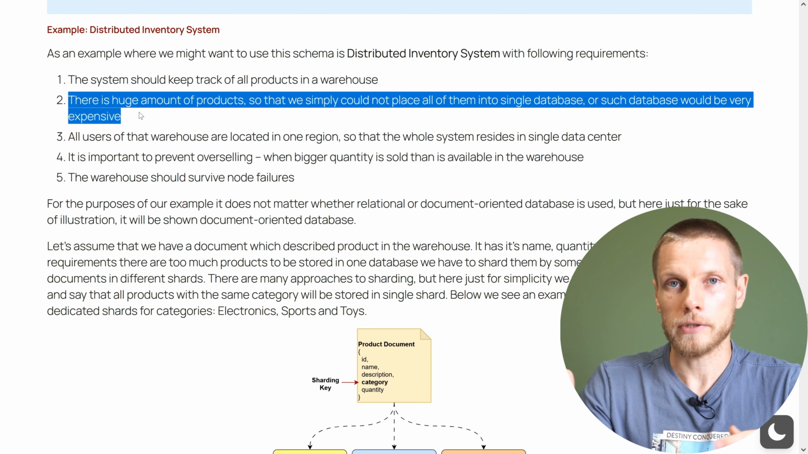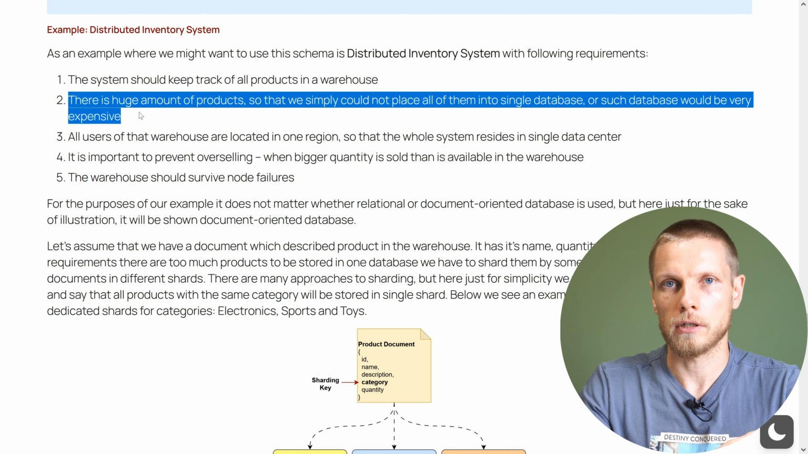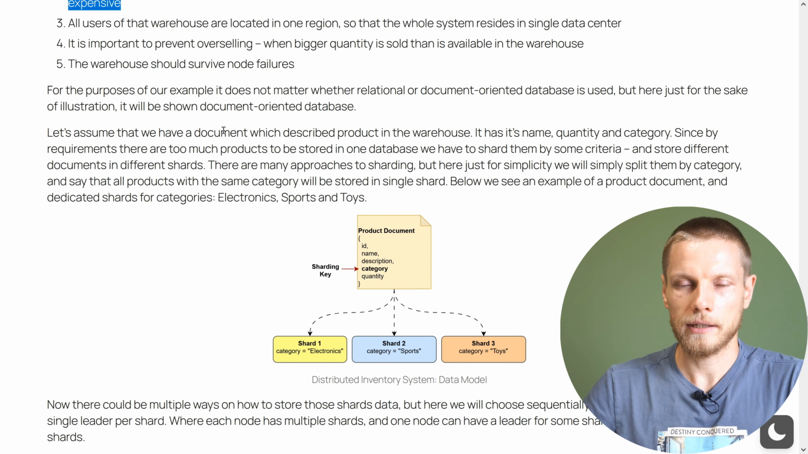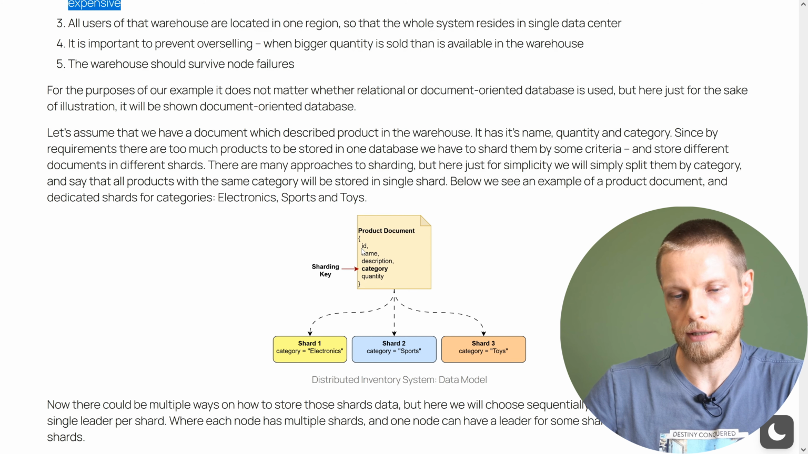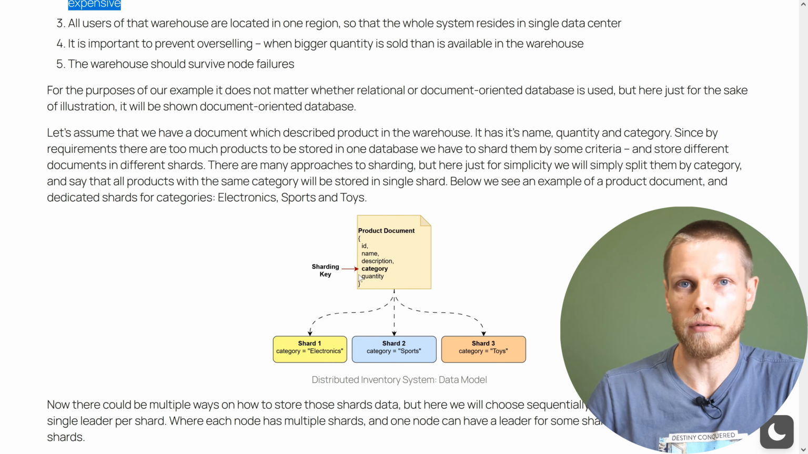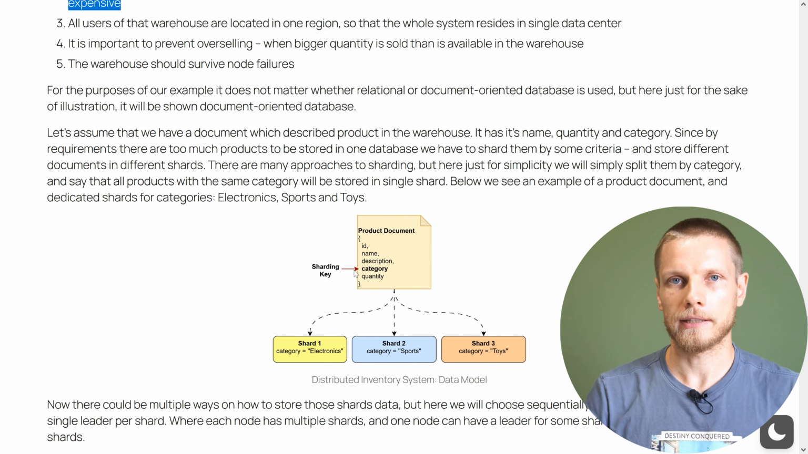And for the purpose of our example, it doesn't really matter whether such a system would use relational or document-based storage. But for the sake of our example, we will use a document-oriented database, but it doesn't mean anything. And let's assume that we will have a product document, which looks like this. It has the ID, name of the product, some description, category, and the quantity of that product.